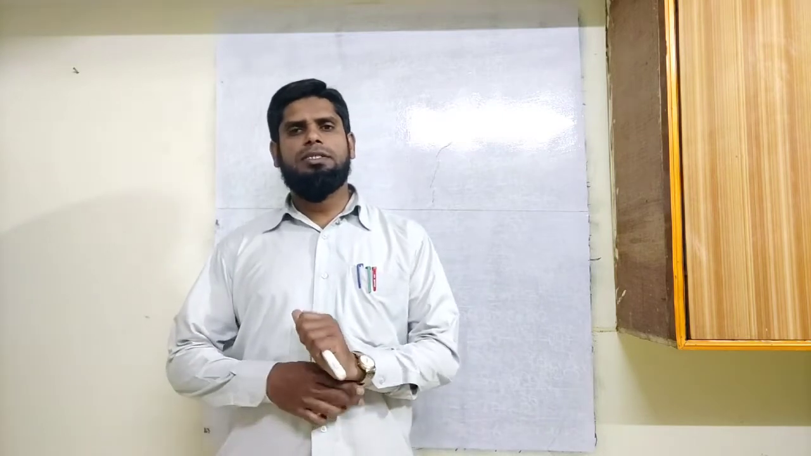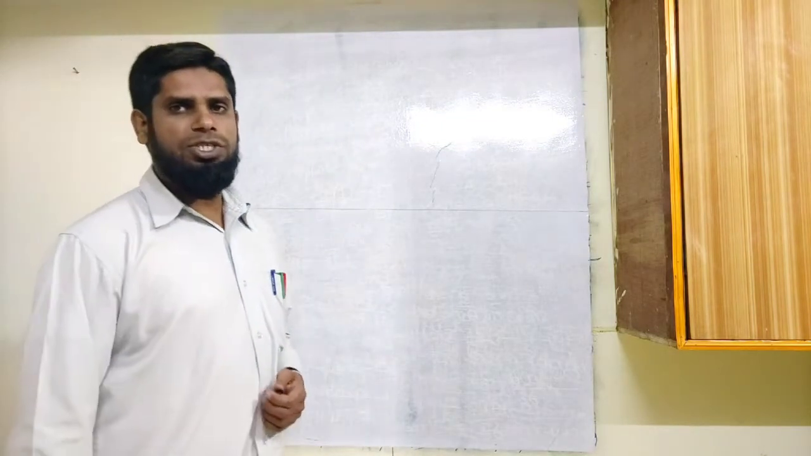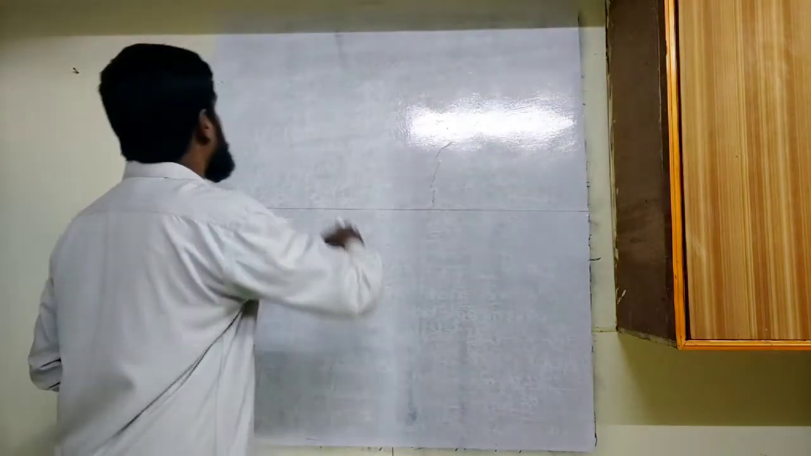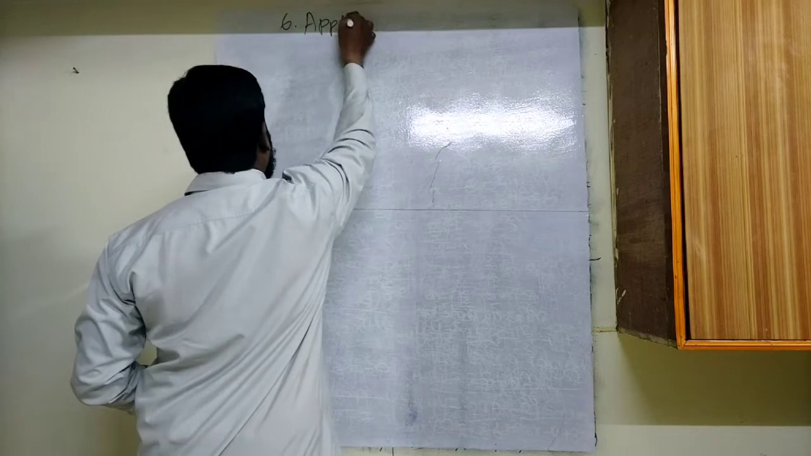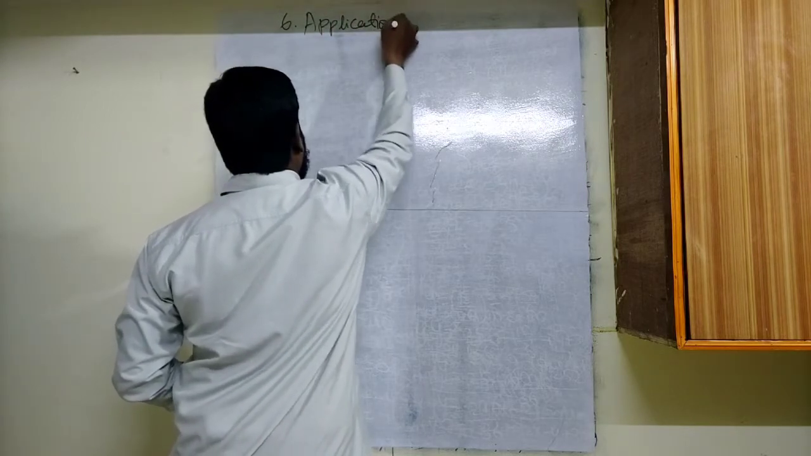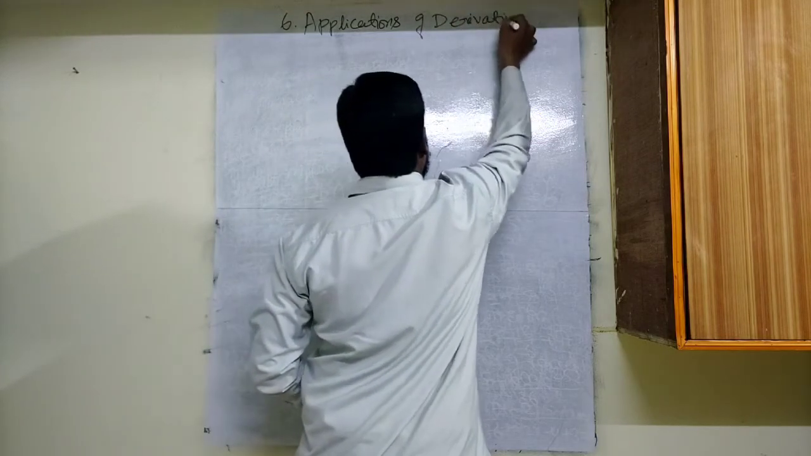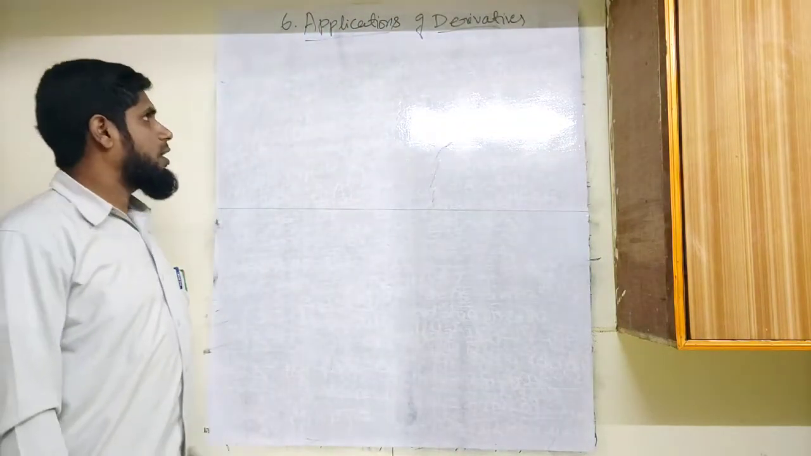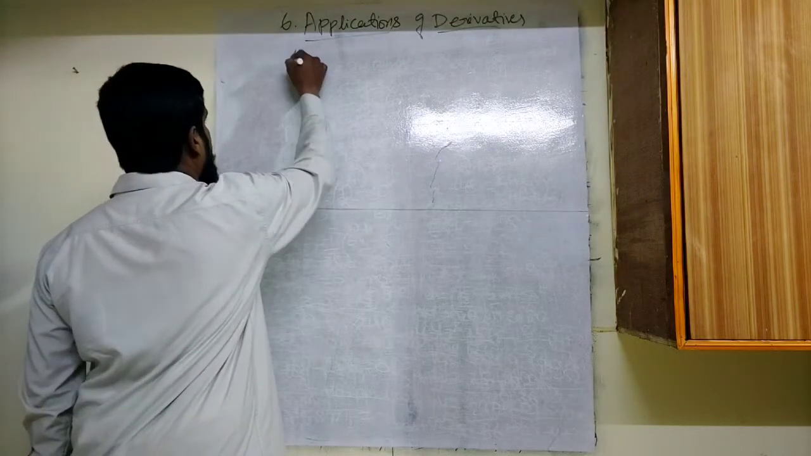In the last video we discussed the problems based on tangents and normals. Now students, in today's video we will discuss the topic called approximations and errors. The chapter remains the same, it is applications of derivatives, that is our sixth chapter. In this, there is one more topic called approximations and errors that we will discuss today.